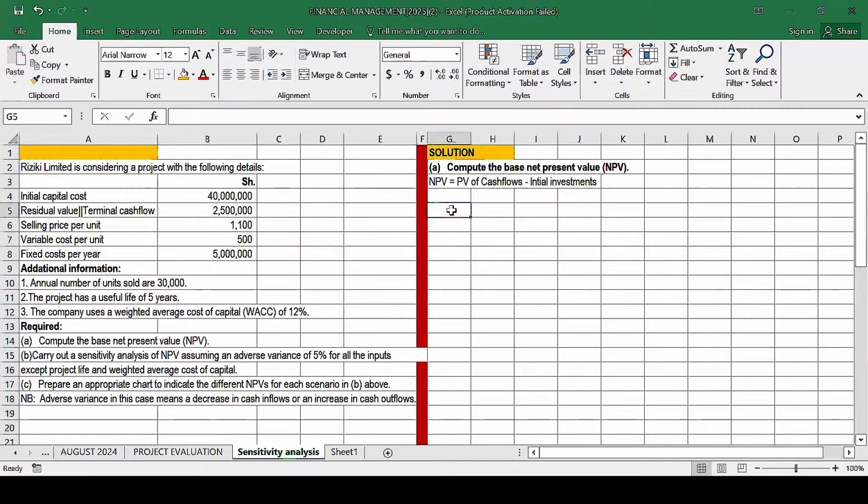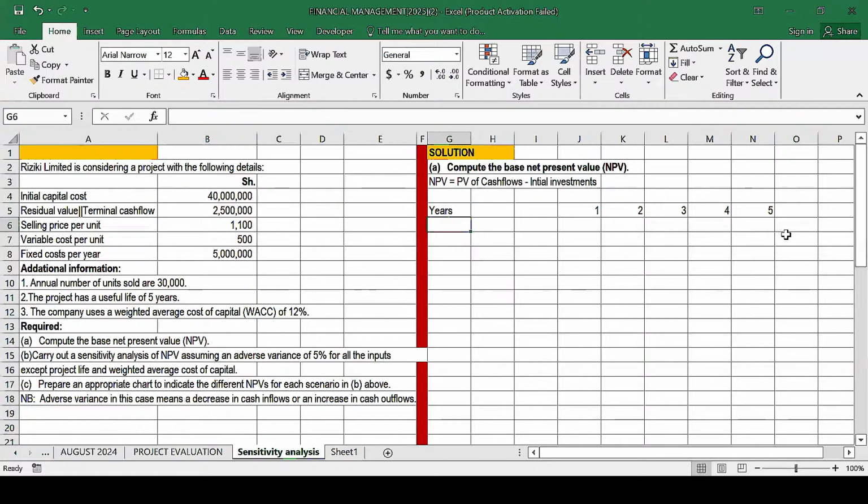So the first thing we need to start with here is the project life. We need to have the years here, and we will have year one. Remember, you're told this project is for how many years? For 5 years. So we have year one all the way to year 5. Now, for us to be able to compute these cash flows, there are a number of things we need to have here. For example, we need to have the selling price, the units to be sold, the variable cost and so on.